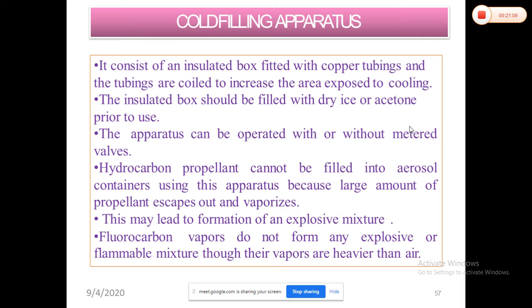So we'll see how exactly this cold filling method is followed. Basically the cold filling apparatus consists of an insulated box which is fitted with copper tubing, and the tubings are coiled to increase the area which is exposed to the cooling current. But I will show the diagram first.